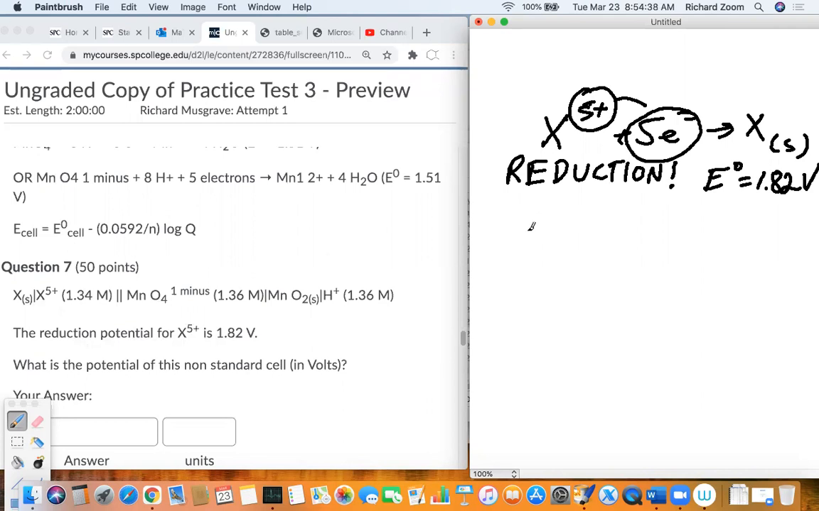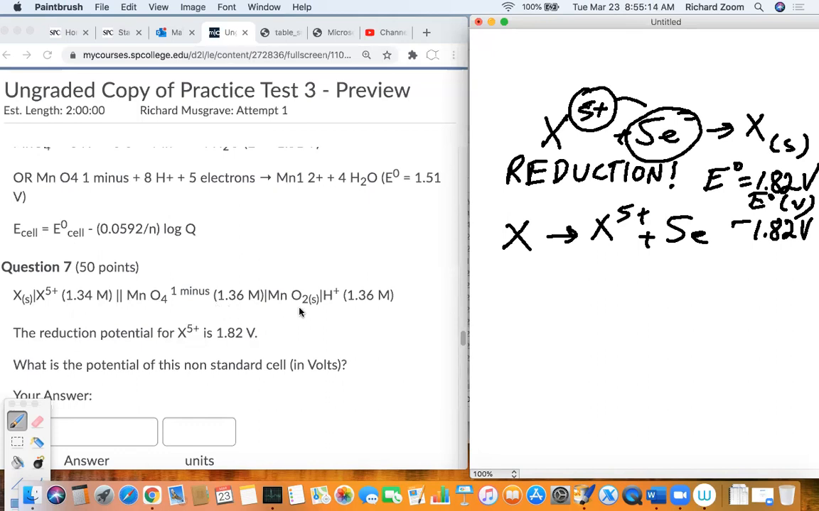So what we do is we take this reaction and we turn it around, right? Why are we turning it around? Because of what you just said. This is listed first, so it must be the oxidation. And the E naught for that is now negative 1.82 volts. Is that okay? Is that all right, Alexandra? Yeah, that's good.